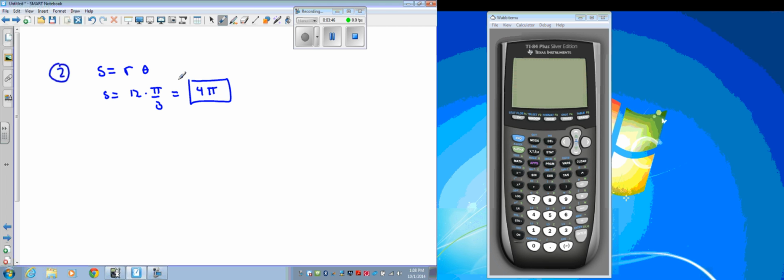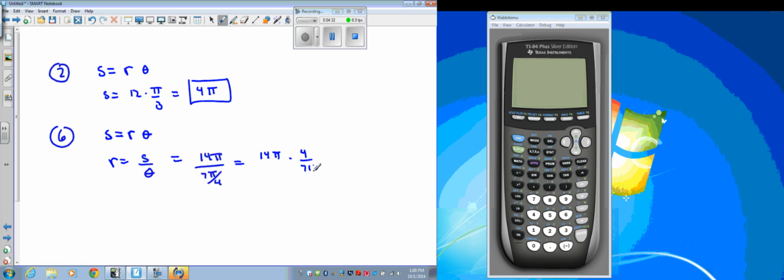And then the next group of problems is to find the radius of the circle. So if you're going to use that same formula, S equals r theta, but you're going to find the radius, so r is going to equal the arc length over the central angle. The S is going to be 14 pi, and the central angle is 7 pi over 4. So you invert and multiply, and this goes out, that makes it 2, and you get 8. So 8 is the radius.